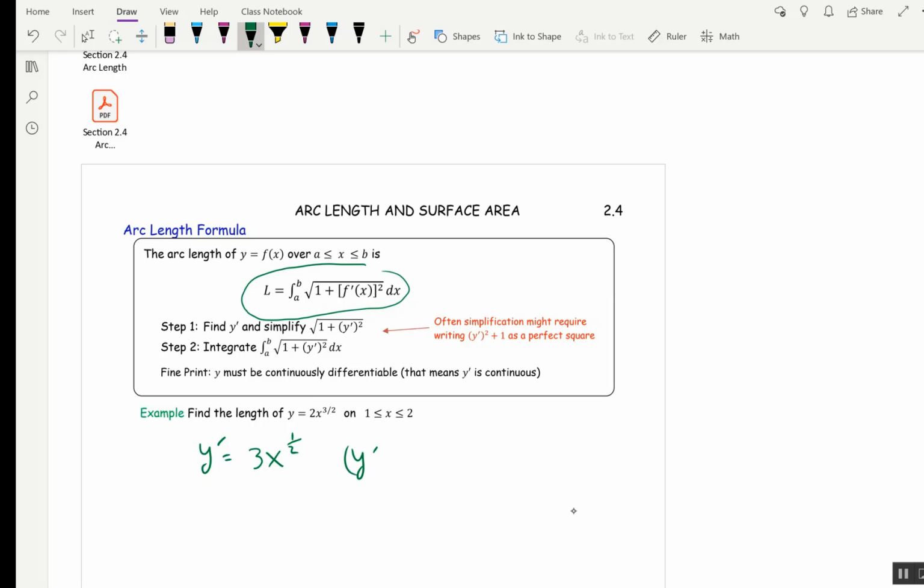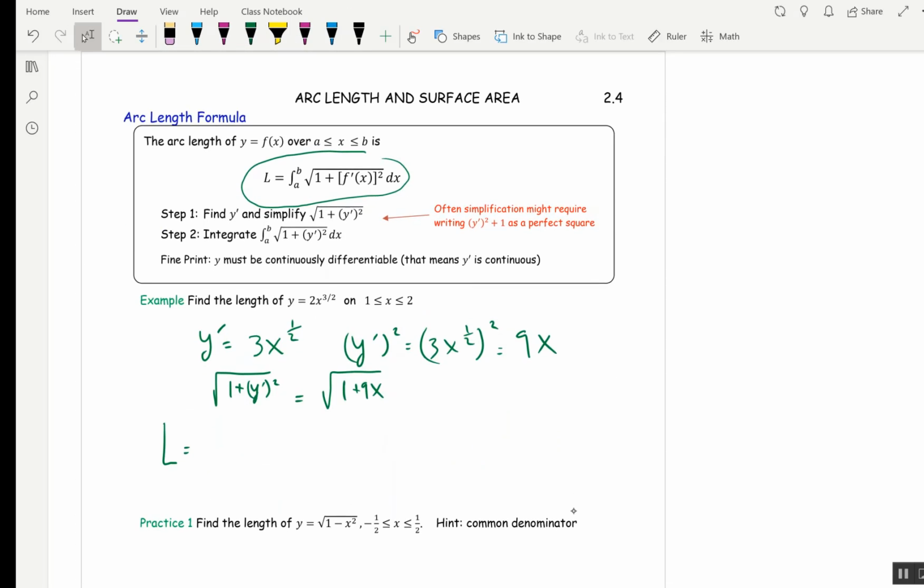Y prime squared is, you have to square all of this. That's 9x. All right, so in this case, our integrand, the square root of 1 plus y prime squared, is going to be the square root of 1 plus 9x. And there's nothing to simplify. We're going to have to integrate that.